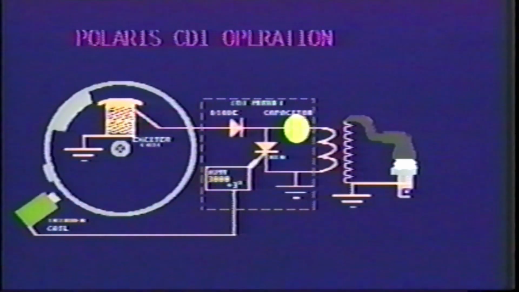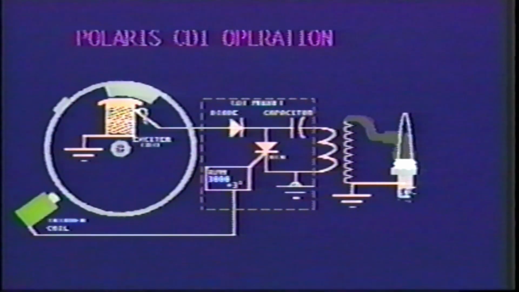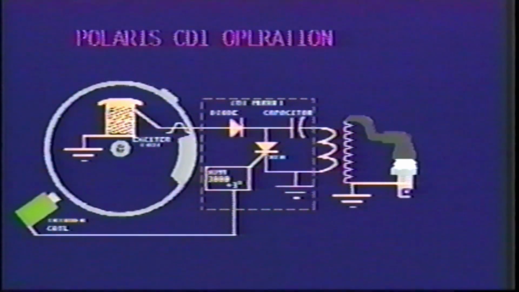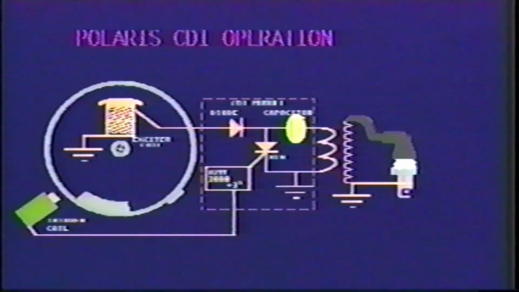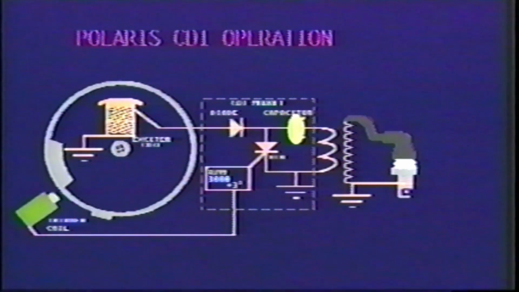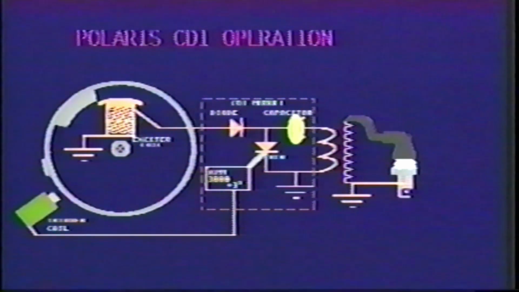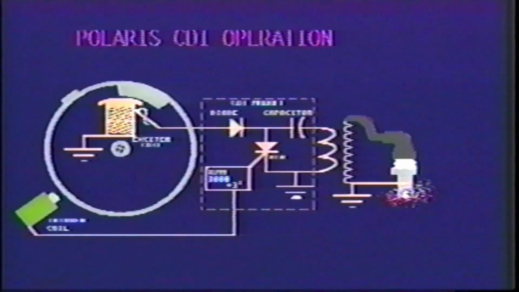Let's take a minute and briefly review what we've discussed. The spark is produced by generating initial energy in the exciter coil. The CDI module then rectifies this voltage and stores it in a capacitor. A trigger pulse then signals an SCR, which releases the energy stored in the capacitor to the ignition coil primary windings. The ignition coil steps up the voltage to a level sufficient enough to jump across a spark plug air gap.